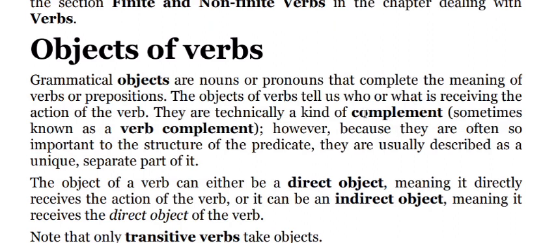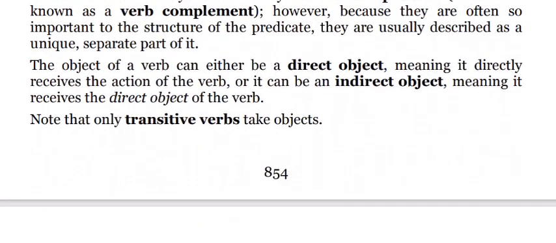They are technically a kind of complement, sometimes known as verb complements. However, because they are often so important to the structure of the predicate, they are usually described as a unique, separate part of it. The object of a verb can either be a direct object, meaning it directly receives the action of the verb, or it can be an indirect object, meaning it receives the direct object of the verb. Note that only transitive verbs take objects.